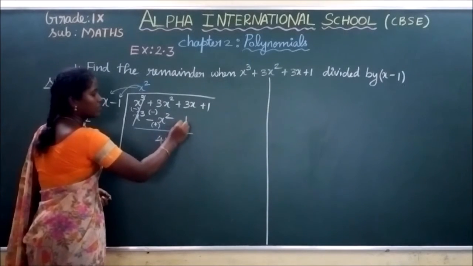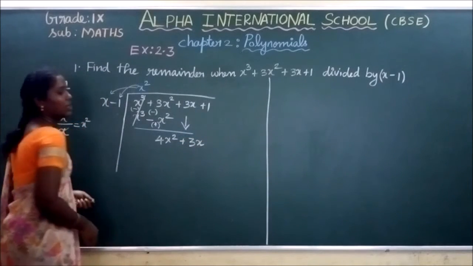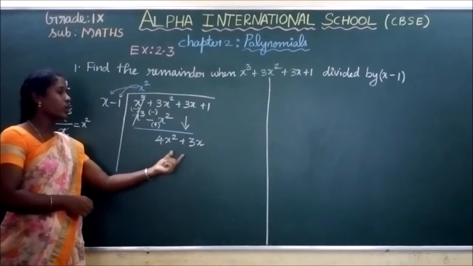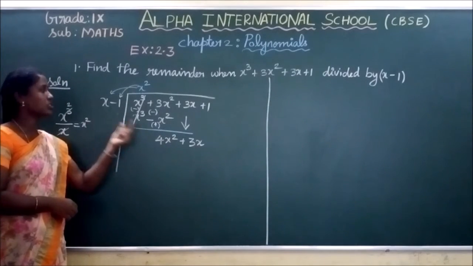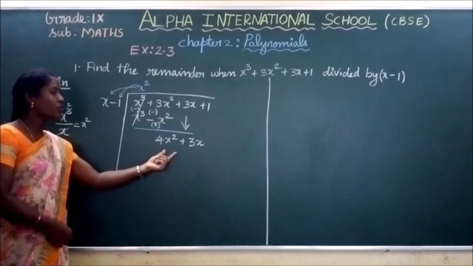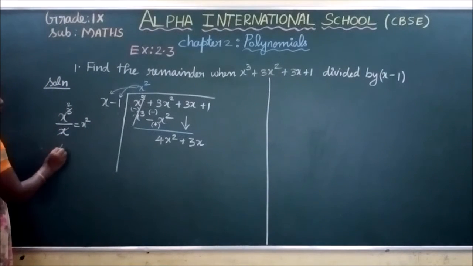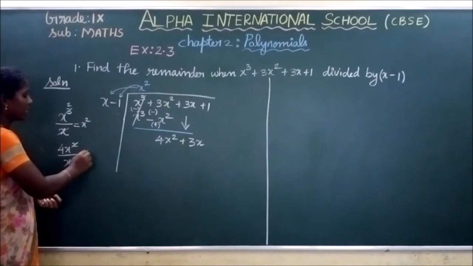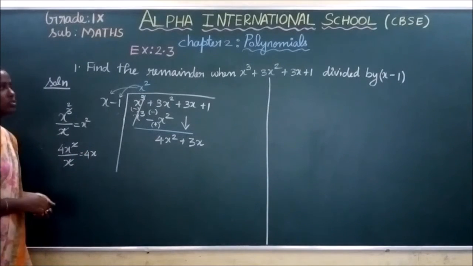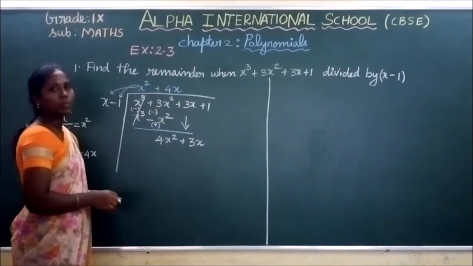Okay. So bring the next term down, plus 3x. Now we got some remainder. Now we are going to divide this by x minus 1. Again consider the first terms. Here what is the first term? 4x square. Here what is the first term? x. It is divided. So 4x square by x. If we divide these two terms, what will be the result? We will get 4x. So the next term for the quotient is 4x. We have to take plus 4x.